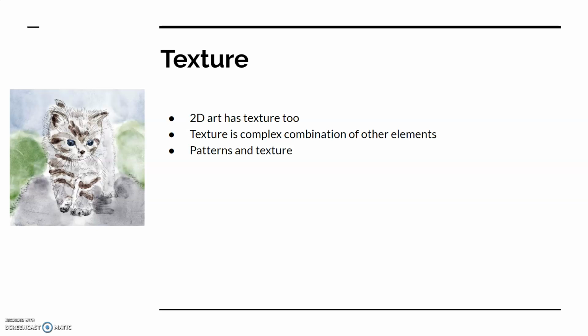Good artists can create the illusion of texture on their works. Using soft lines to draw the hair on a cat makes us know that that cat is soft. It's a complex combination of all the other elements of design to create the right texture here. Pattern can be used to force texture into our minds.